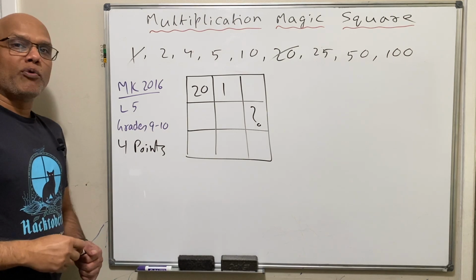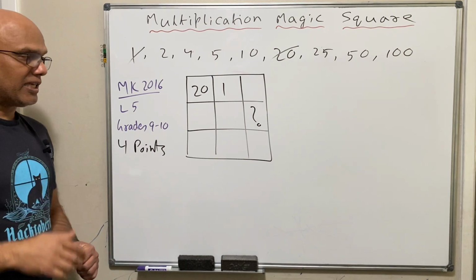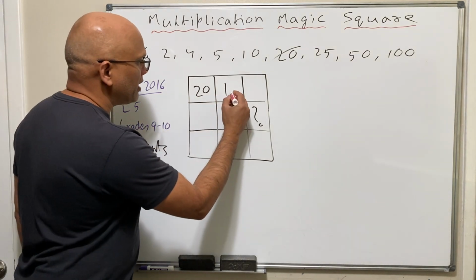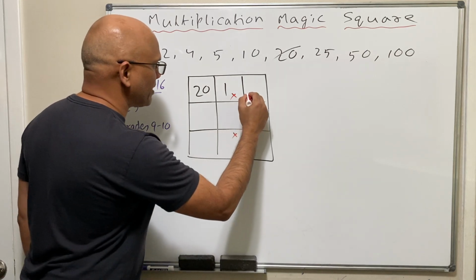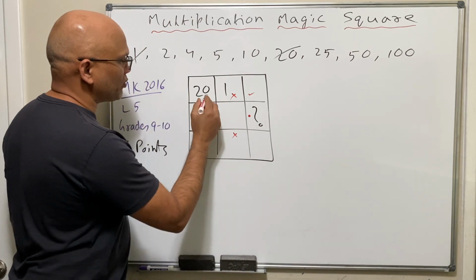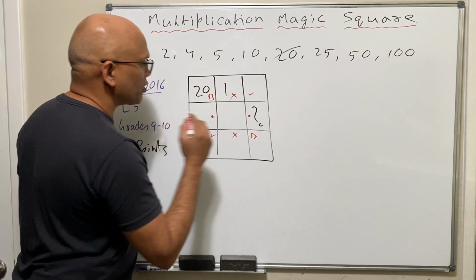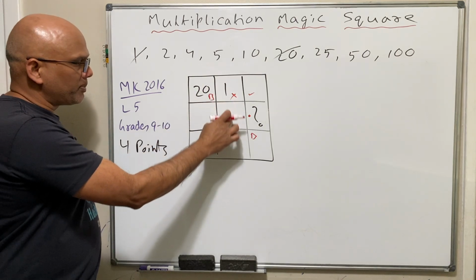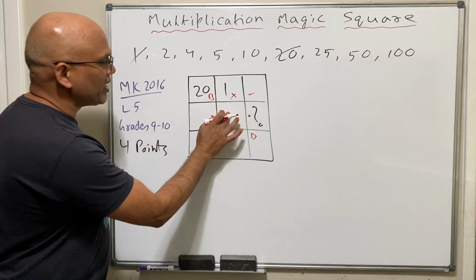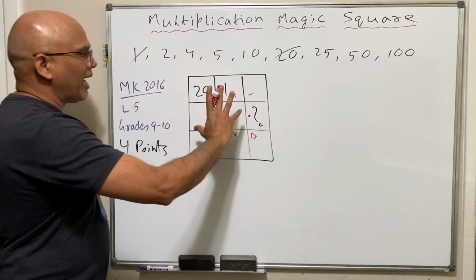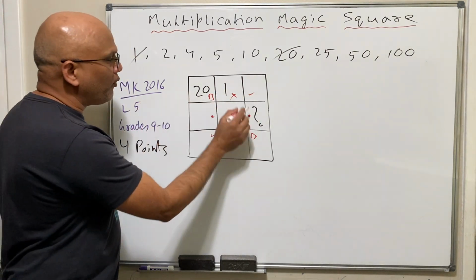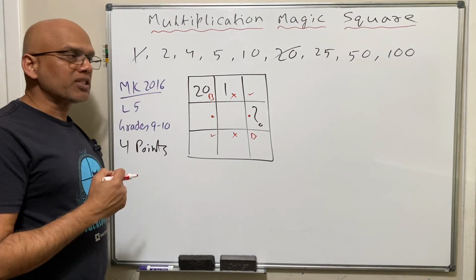Alright, so I will give you a few different approaches. Let me first give you the easier one. If you think carefully, the product of these two numbers has to be the same as the product of these two numbers, the same as the product of these two numbers, the same as the product of these two numbers. Why so? Because the product of these three numbers is the same as the product of these three numbers, right? That's what a multiplication magic square is. But this is common. So the product of these two has to be the product of these two and so on, right?